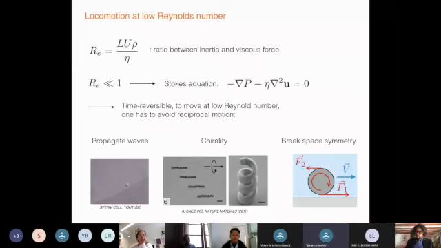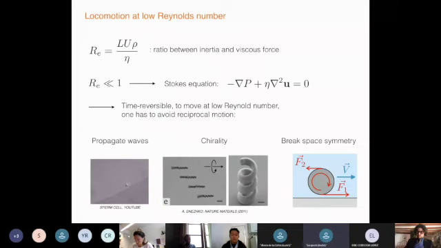So now hydrodynamics at the scale of colloids is mainly at low Reynolds number. So the Reynolds number is the ratio between the inertia and the viscous force. And so the equation of the hydrodynamics is just the Stokes equation. So the Navier-Stokes equation, you can simplify it into the Stokes equation, where you only have the pressure gradient term and the viscous term. And if you look at this equation, you will see that it's time reversible, meaning that to move at low Reynolds number, you have to avoid reciprocal motion.